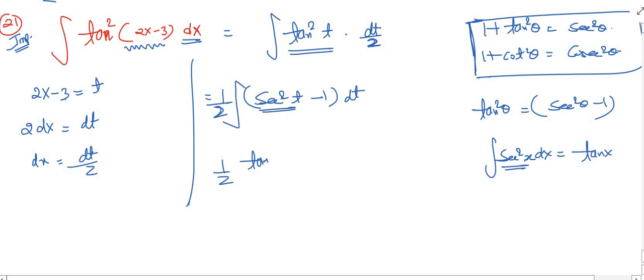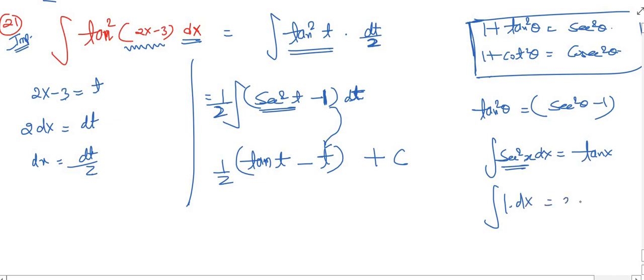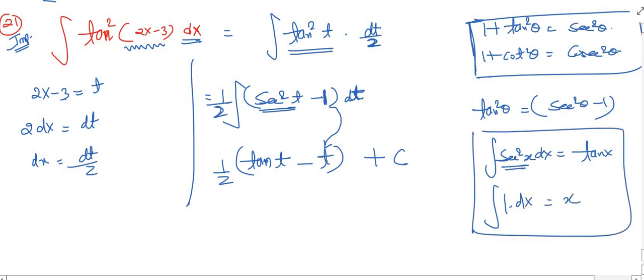तो यहाँ पर ऑपरेटर x नहीं है, यहाँ पर ऑपरेटर t है, तो we will take tan t minus t plus c. Why? Because integration of 1 is t. फॉर्मूला है इंटीग्रेशन ऑफ 1 इज x. यहाँ पर ऑपरेटर क्या है? t है, तो we will take t. If operator is x, we take x.